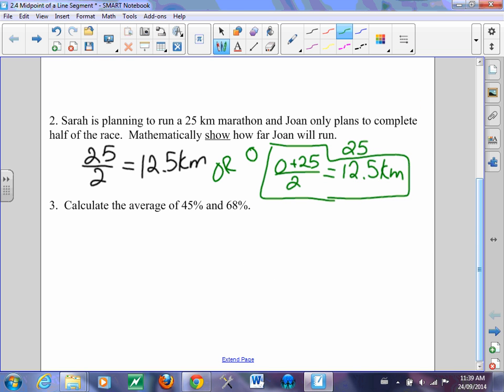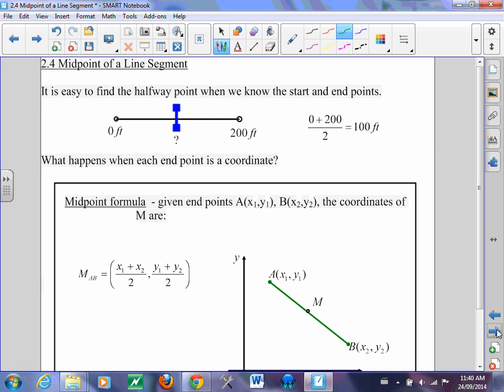All right, here's another example. Calculate the average of 45% and 68%. So you take your two marks, and to average them, you do what? You add them together and divide by 2. So plug it in your calculator, you're going to get 56.5%. Awesome. So that's basically what we're going to do today, folks. We're going to be taking a look at the midpoint. We're going to add 2 things together and divide by 2.